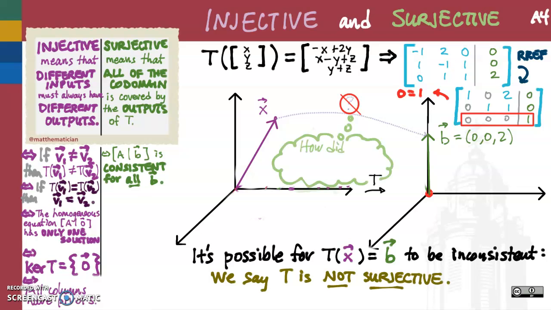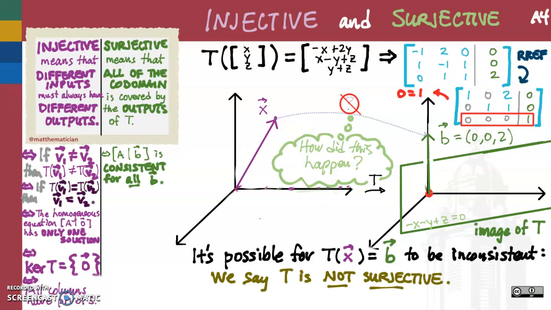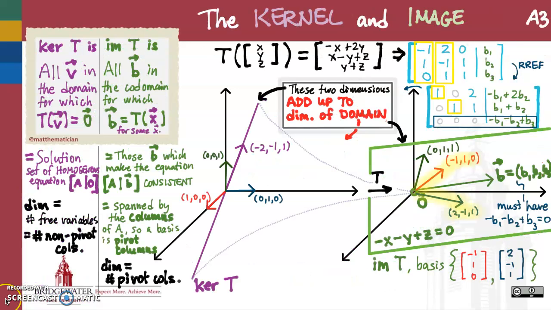So how can we test for surjectivity? Let's again ask the question, how was it possible for surjectivity to fail in this example? Well, it happened because, remember, all of the outputs from my linear transformation form a subspace of the codomain called the image of T. And we saw in our previous video, the image of this linear transformation was a 2-dimensional subspace of the 3-dimensional codomain. It was the plane that had equation minus x minus y plus z equals 0, or which had a basis minus 1, 1, 0, and 2, minus 1, 1. So it's this 2-dimensional plane, the image of T, sitting inside the 3-dimensional codomain.